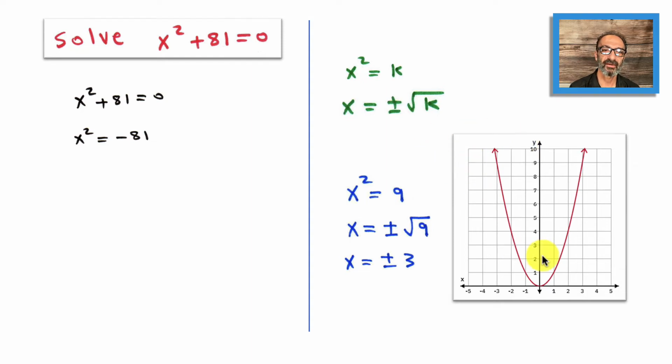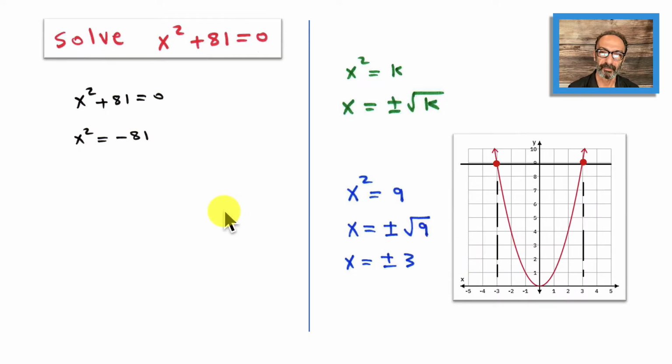Because if you have x to the second equals some certain number, like k, for example 9, and you need the y values to be at 9, you're going to be up here. Applying this method, you have x equals plus minus square root of 9, which is plus minus 3. The graph will show you. So when y is equal to 9, you have two answers at 3 and -3.